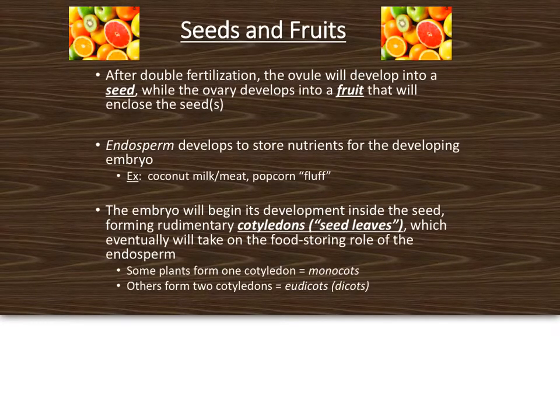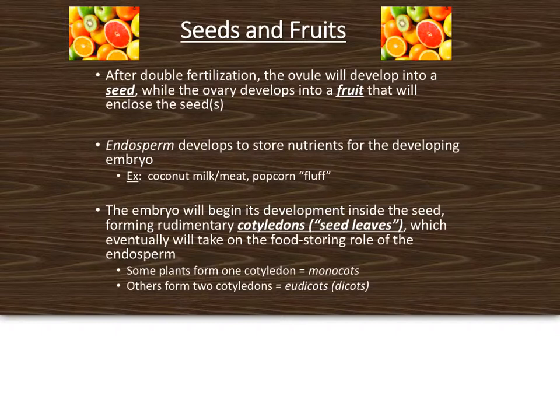So this brings us to the idea of the seed, right? After double fertilization, the ovule at the base of that flower will develop into a seed. And the remaining parts of the ovary, and actually some of the parts of the flower as well, can form a fruit that will encapsulate that seed. Now the endosperm that develops from the second fertilization event is there to store nutrients for that embryo that's developing inside that seed. Generally, when we think of a seed, we think of a dried out hard thing that doesn't really have much inside of it either. It's just dry and hard.